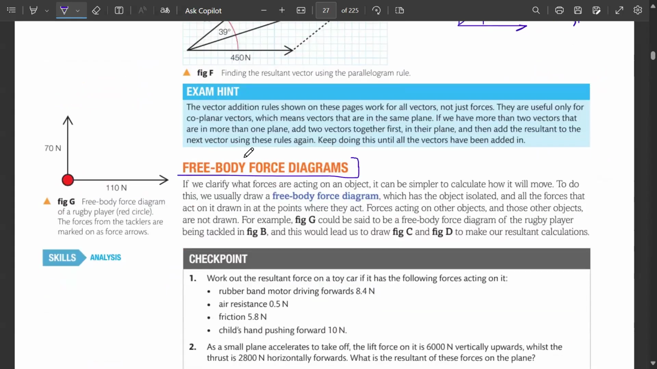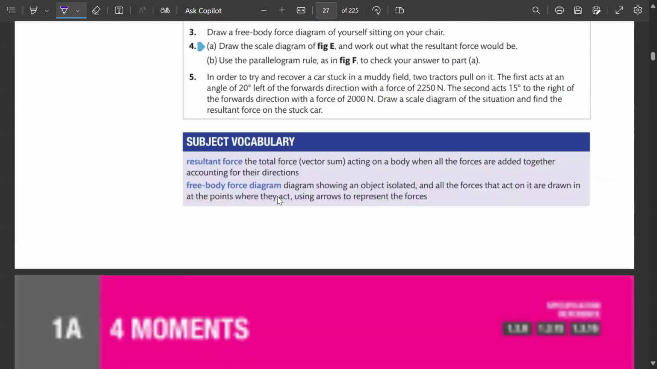Now, what are free body force diagrams? If we clarify what forces are acting on an object, it can be simpler to calculate how it will move. To do this, we usually draw a free body force diagram, which has the object isolated and all the forces that act on it drawn in at the points where they act. For example, figure G is a free body diagram of a rugby player. Its resultant would be the middle line, and for that you'll have to find the angle as well to find the resultant.